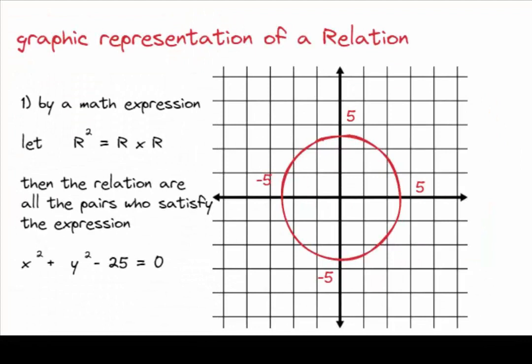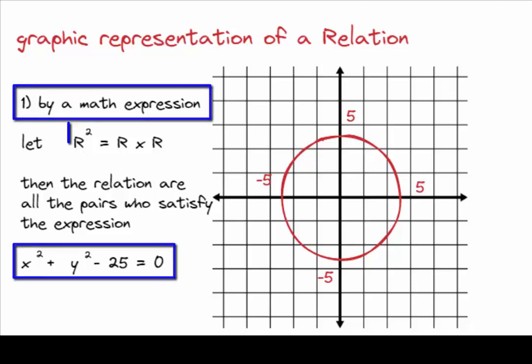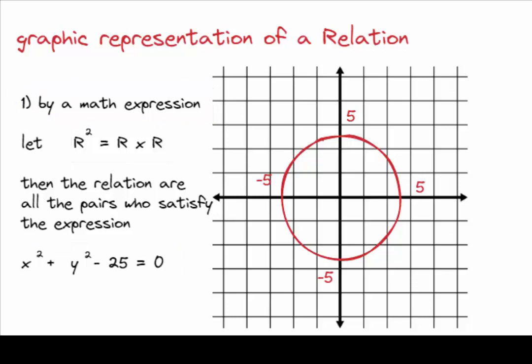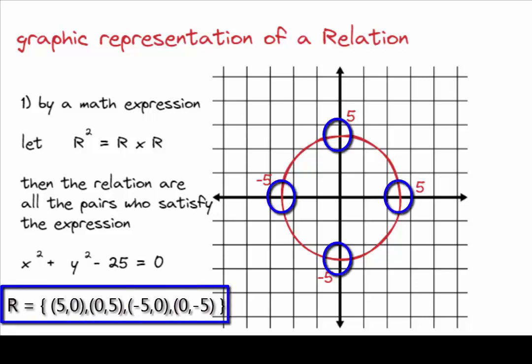Now, there are 3 ways to graphically represent a relation. The first one is by a math expression. In this 2-dimensional example, the relation set is every ordered pair that satisfies the circumference equation. It could be an infinite number of pairs, so I'm just writing the points where the circle intersects the axis.